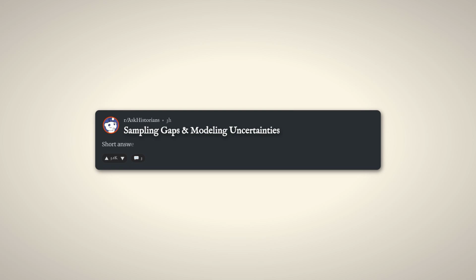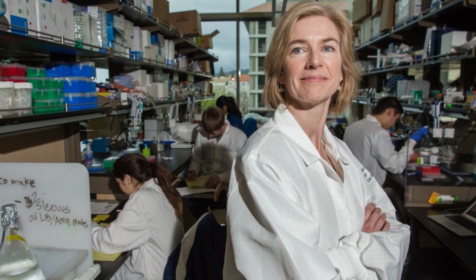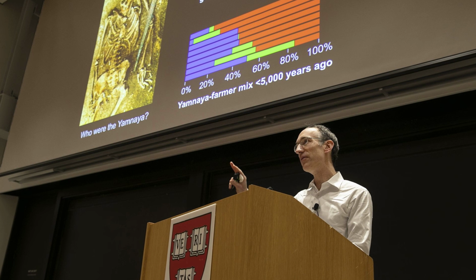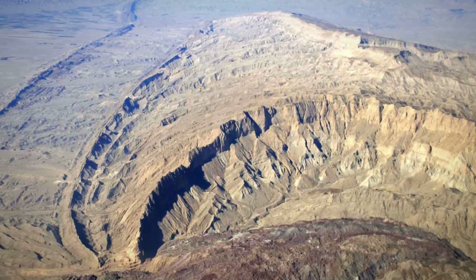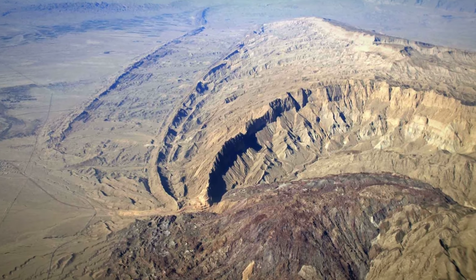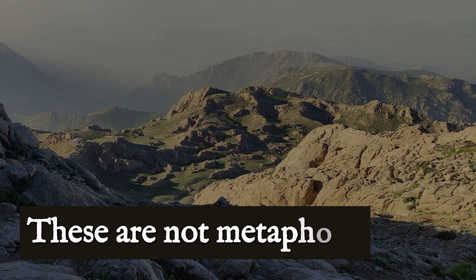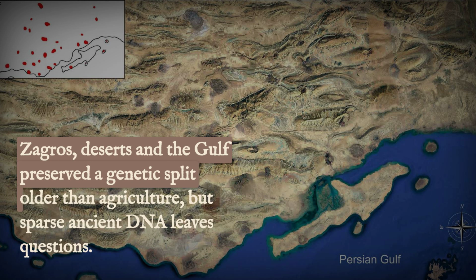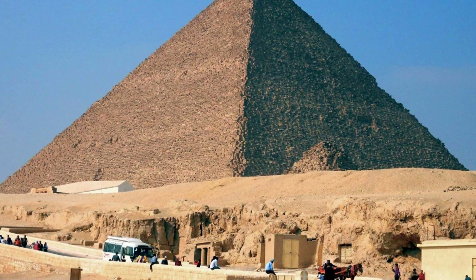A lot of you in the comments have been asking about genetic continuity in the Middle East, whether ancient populations still map onto modern ones. This is one of the clearest cases in the world where the answer is yes. And the reason is geography. The Zagros Wall. The desert moat. These are not metaphors. They are the physical mechanisms that preserved a split older than agriculture, older than pottery, older than any monument standing on Earth today.